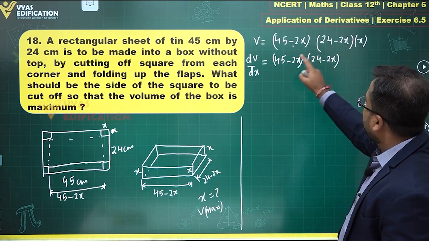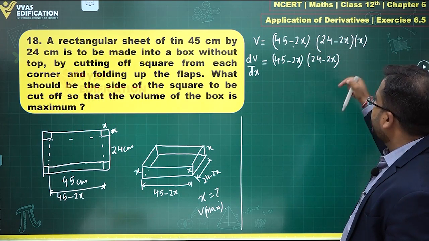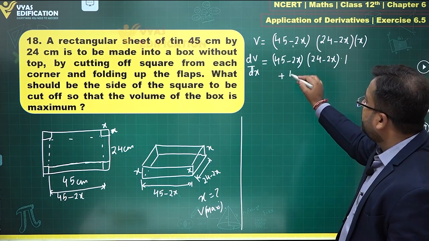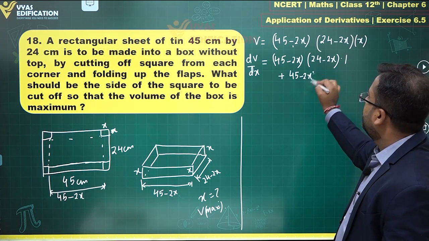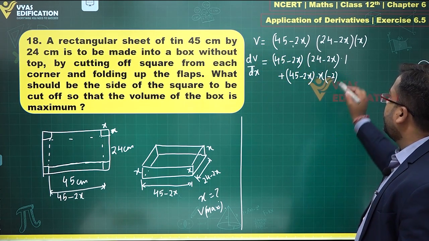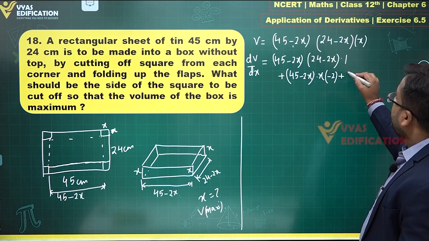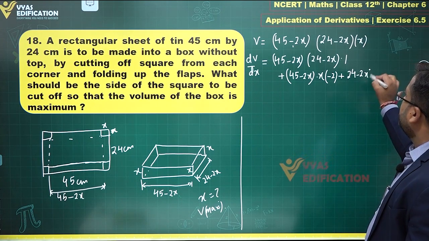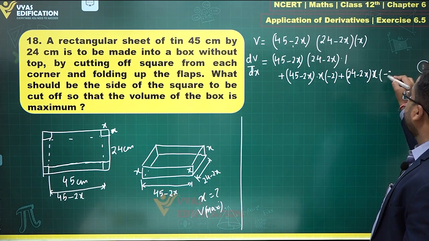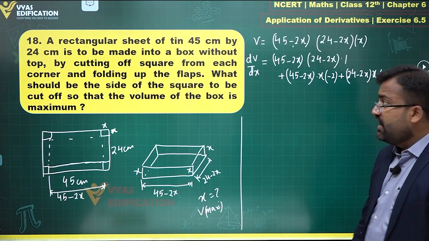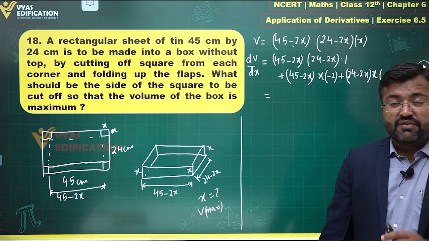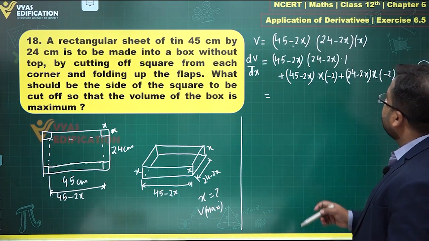A, B, C: what we'll do is A, B constant, C derivative is 1, plus A constant, C constant, and the derivative of 24 minus 2x, which is minus 2, plus 24 minus 2x constant, x constant, and 45 minus 2x, the derivative is minus 2. This is what you get, right? What is this derivative equal to? This derivative is a quadratic function. Let's simplify this as much as possible.